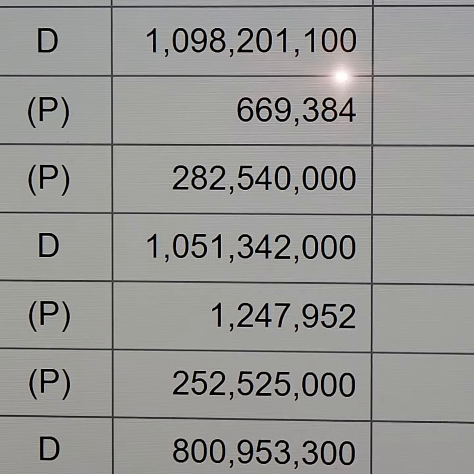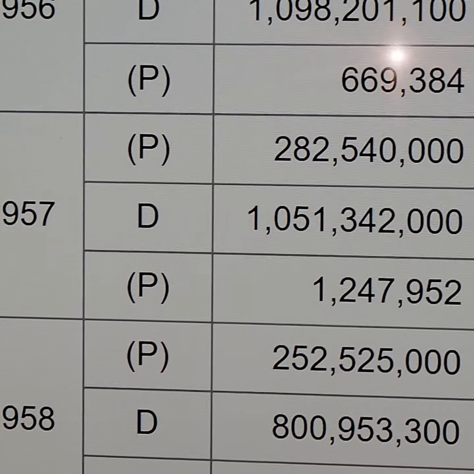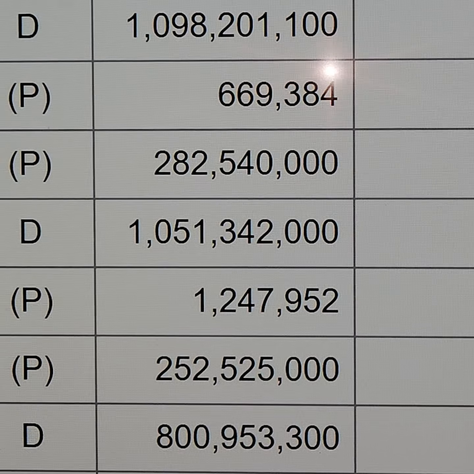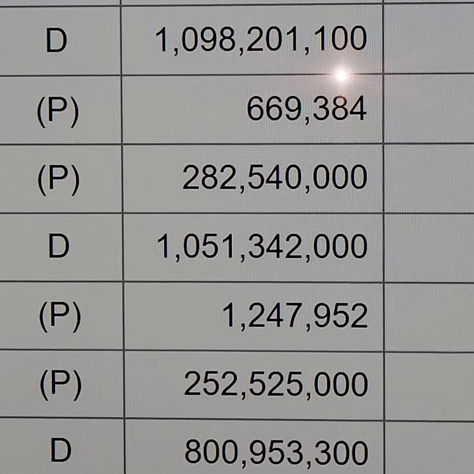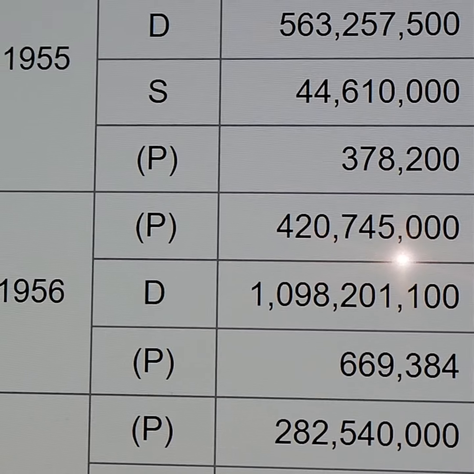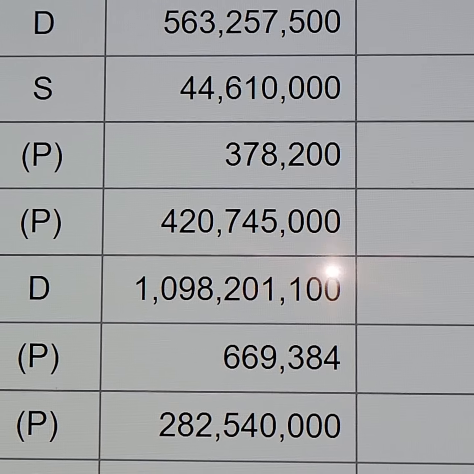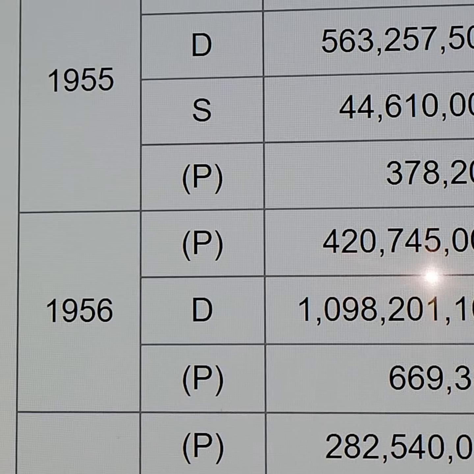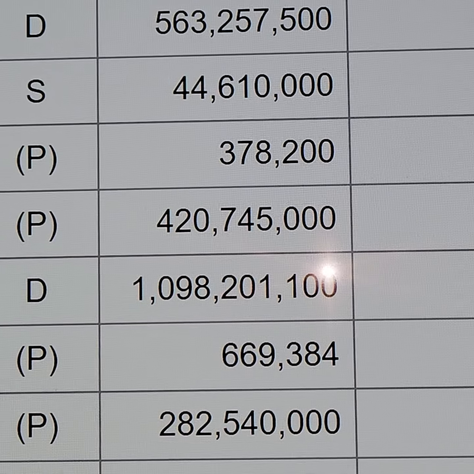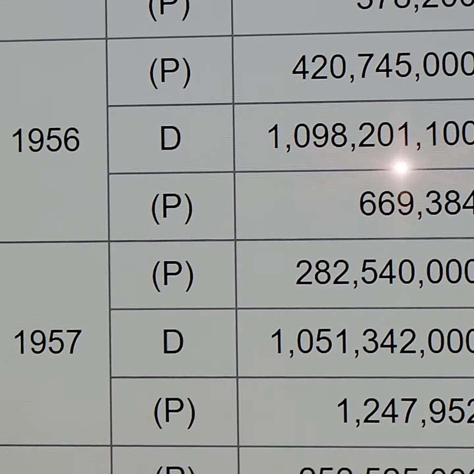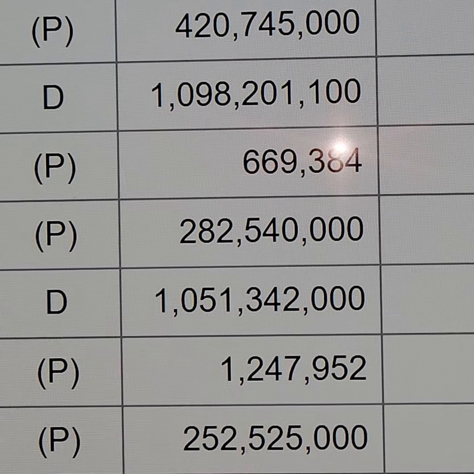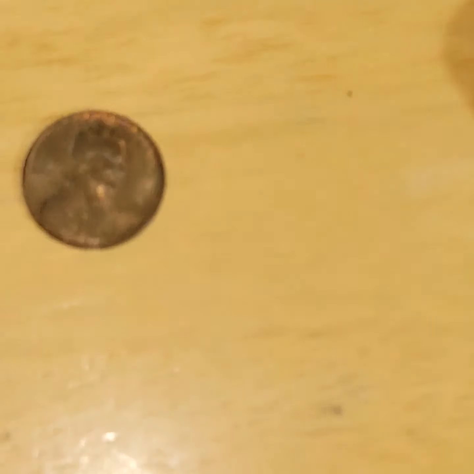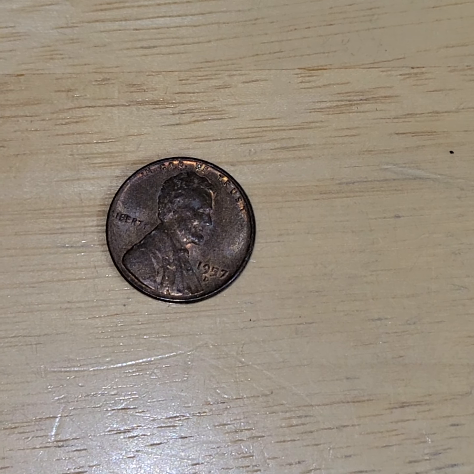57. If it was the P, there's only 282 million, and if it was the proof, there's only 1 million of them. And you can see the other proofs. Look at that proof of the 55, 387,000. I guarantee you that 1955 proof costs a bunch of money, but the 57D is over a billion of them. Wow, that's crazy.